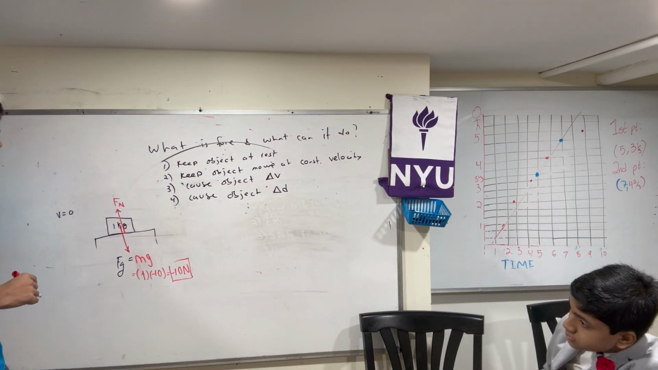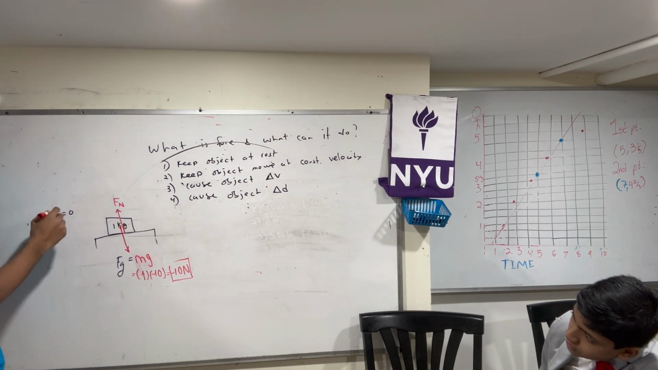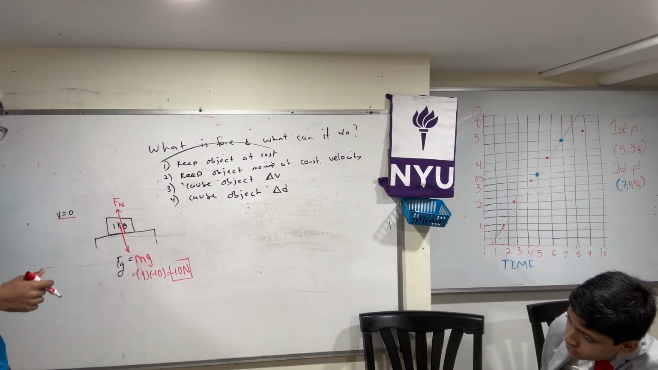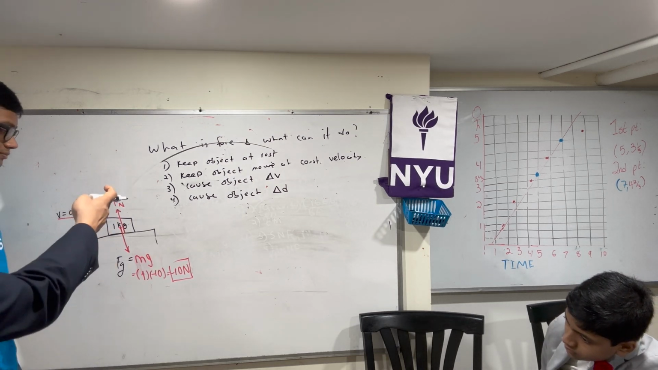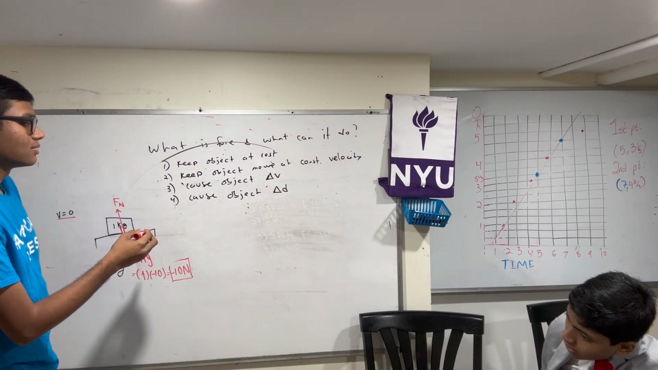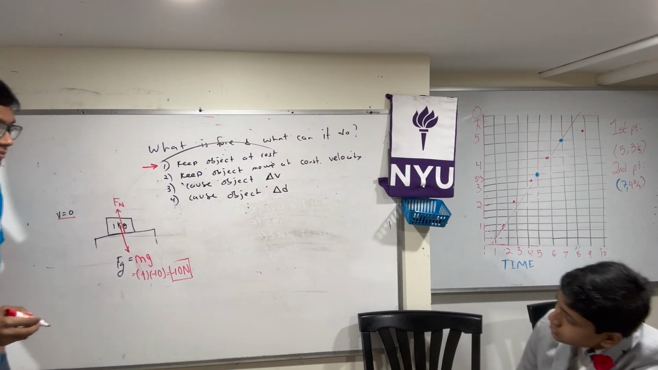So what is the friction? Where is the friction vector? It's not acting because the box is not moving. So when the box is not moving, even on a table with friction, the friction is 0? Yeah. So this is an example of scenario 1, 2, 3, or 4. Scenario 1.